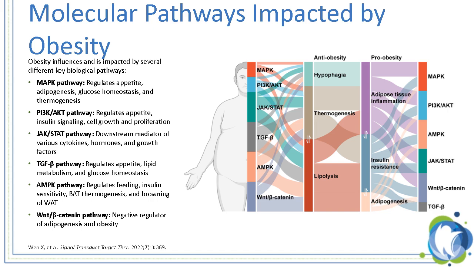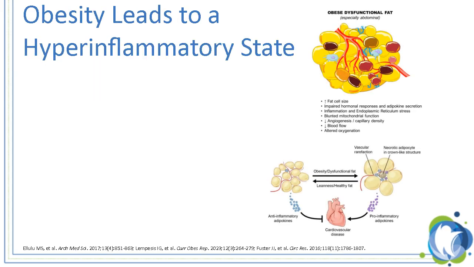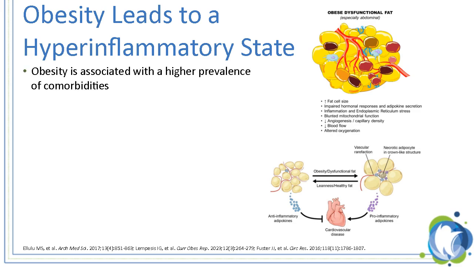Briefly, we can review the three most common pathways: MAP kinase pathway, which regulates appetite, adipogenesis, glucose homeostasis, and thermogenesis. The PI3K and AKT pathway regulate appetite, insulin signaling, cell growth, and proliferation. The JAK-STAT pathway, downstream mediator of various cytokines, hormones, and growth factors, as three examples of the many that we have listed here. Obesity leads to a hyperinflammatory state. It's associated with a higher prevalence of comorbidities.